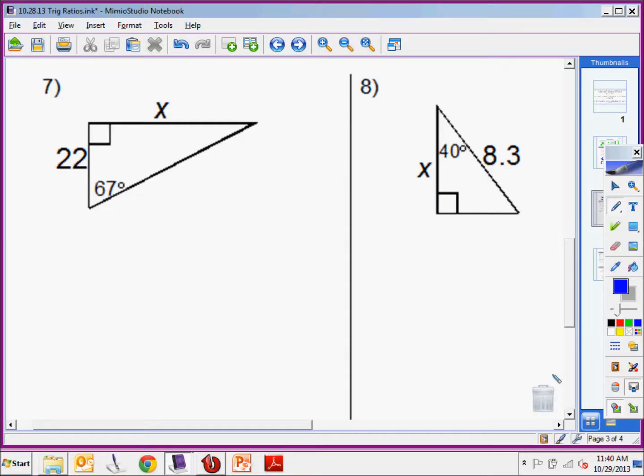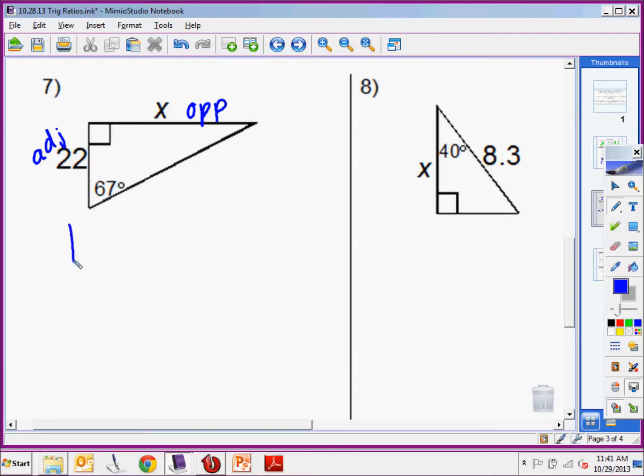Alright, so here we go. I have an angle and I have two sides. Well, one side's unknown, but using this angle as my point of perspective, it tells me pretty much everything. What's the relation between 22 and 67 degrees? Adjacent. What's the relationship between 67 and x? Opposite. If I have adjacent and opposite, what trig identity am I using? It starts with the T. Tangent.